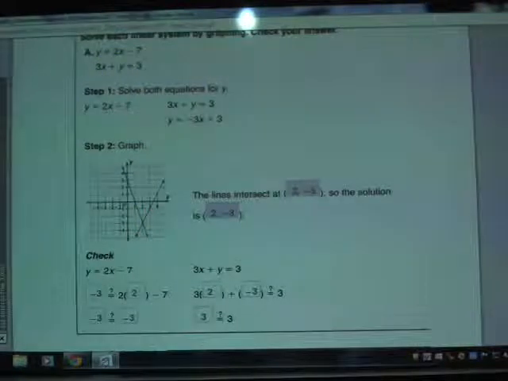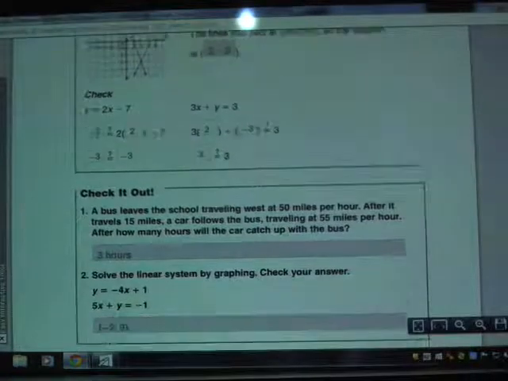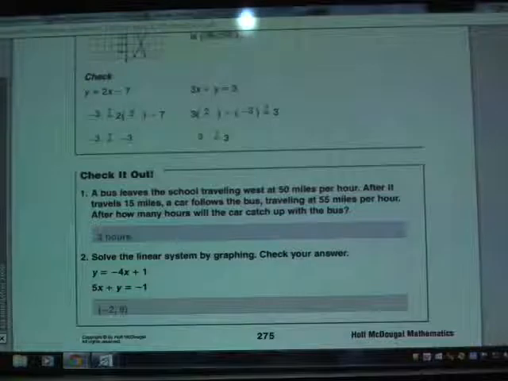All right, let's go ahead and take a look at the concluding examples. Number 1 says a bus leaves the school traveling west at 50 miles an hour. After it travels 15 miles, a car follows the bus traveling at 55 miles per hour. After how many hours will the car catch up with the bus? So, let's start with the bus.